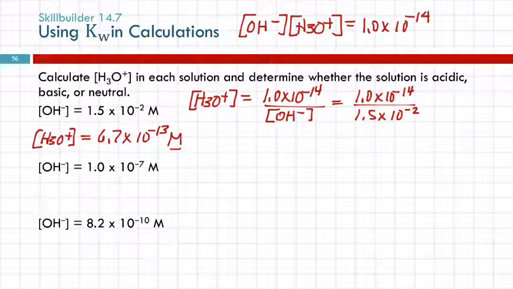How do we decide if that's acidic, basic, or neutral? I prefer to think of the hydronium ion concentration. So we want to look at this and see, is it larger than 10 to the minus 7, or is it smaller than 10 to the minus 7? It's smaller. The hydronium ion concentration is smaller. The hydroxide ion concentration is larger. So this one is basic. There's more base. There's more hydroxide. Questions?